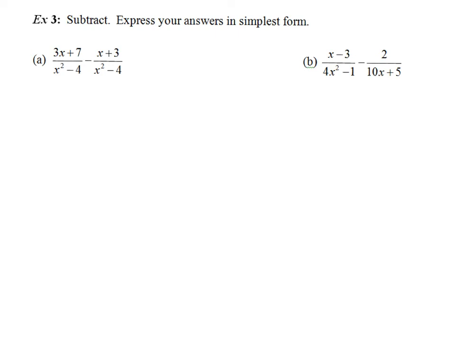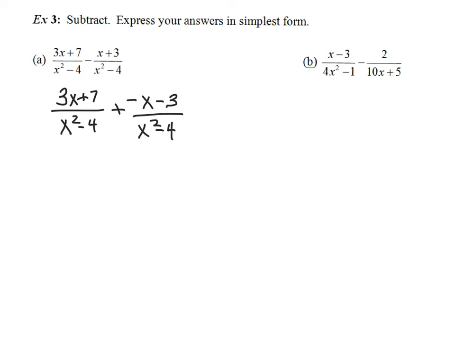In example A, we can see that we already have a common denominator, so it's not even necessary to go ahead and factor. We might have to factor in the end when we're trying to simplify. The first step for subtraction is to change to add the opposite. So remember that my first fraction is just going to stay at 3x plus 7 over x squared minus 4. But then I'm going to change this to add, and then take the opposite of both of the terms in the second numerator only. So negative x minus 3 over x squared minus 4.